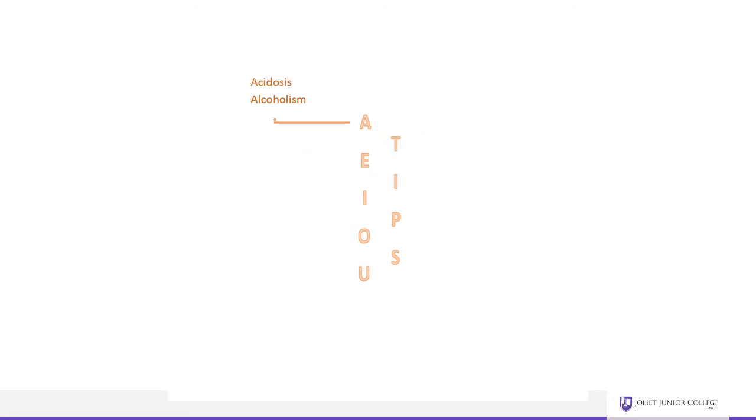Oftentimes the altered mental status that we're presented with are very subtle alterations in mentation. They're not necessarily profound, like in this case we just saw, but they can be very, very subtle. And we have this little mnemonic to help. The first thing the A gives us is to consider alcoholism. Is alcohol maybe the cause?